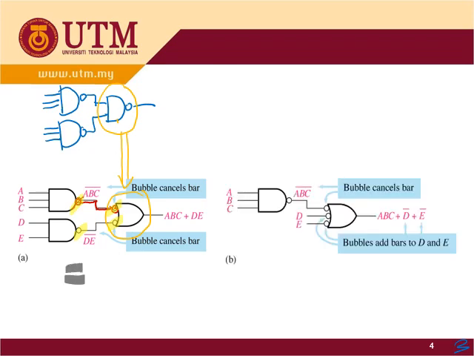Yeah? So cancel out. Now the drawing becomes 1, 2, 3, 1, 2. No more bubble there. That no longer becomes NAND. And now this is in OR logic. So that's why we use dual symbol. Same thing with the second diagram here.